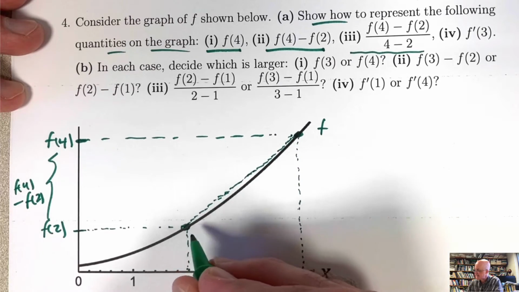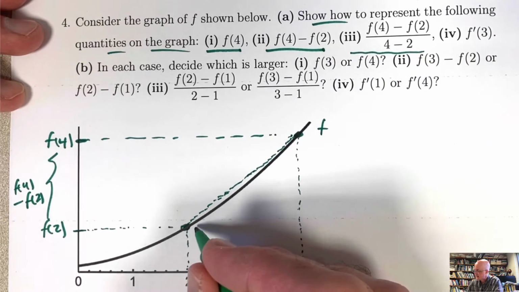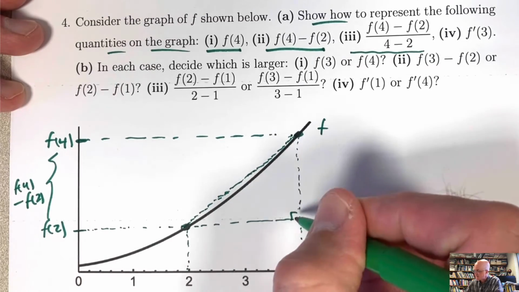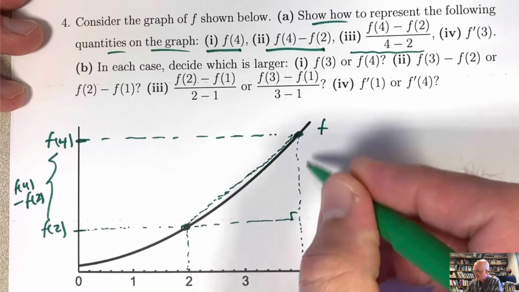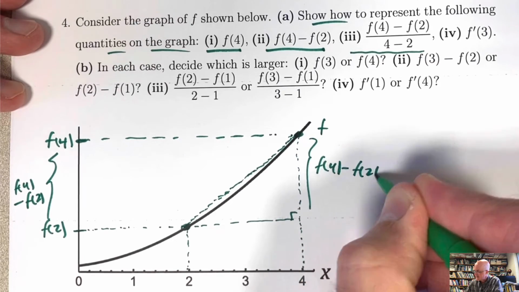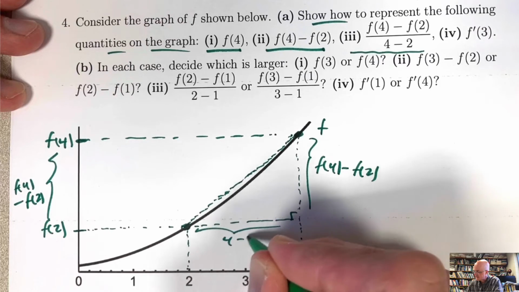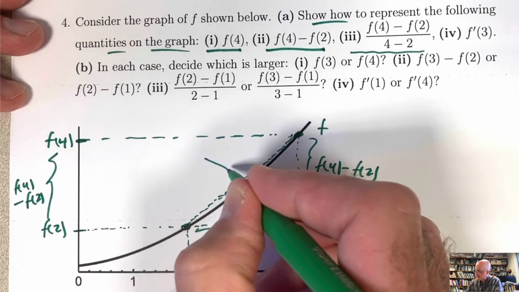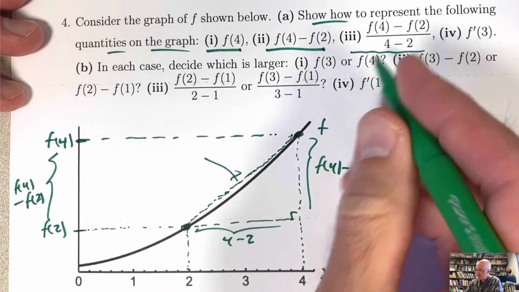Its slope is equal to this expression. I could also draw a right triangle in here to emphasize that. Rise over run, f of 4 minus f of 2, I'll also write that over here, divided by 4 minus 2, that's this distance right there. The slope of this line is equal to what you see in 3.